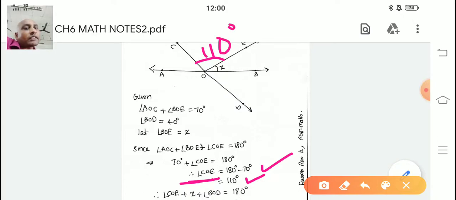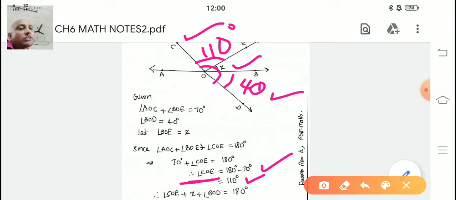Then after that, they are asking you to find out even BOD also, I think so. So X also they are asking. We know very well the BOD value is given 40 degrees. What is this angle? 40 degrees. So now you see this one is a straight line, so it is 180 degrees. So X plus 110 plus 40 is 180 degrees. So using that concept, COE plus X plus BOD is equal to 180 degrees.